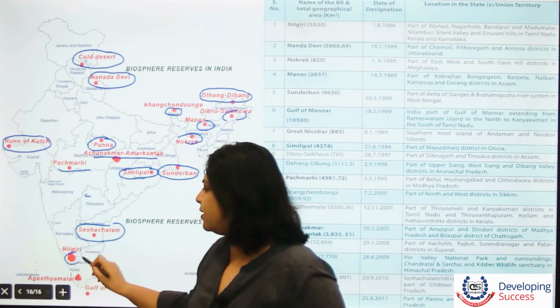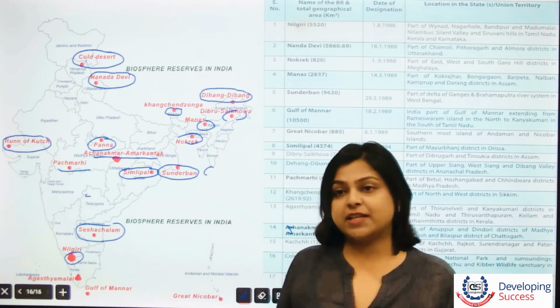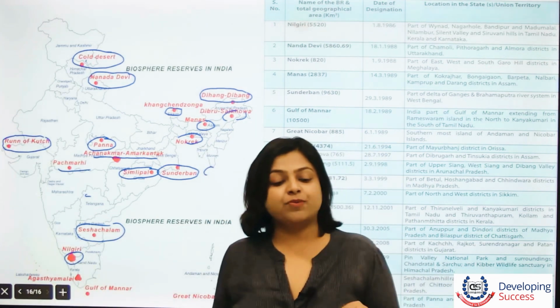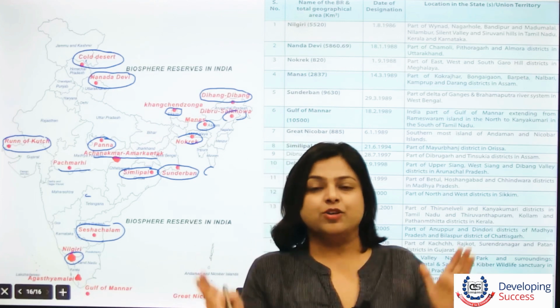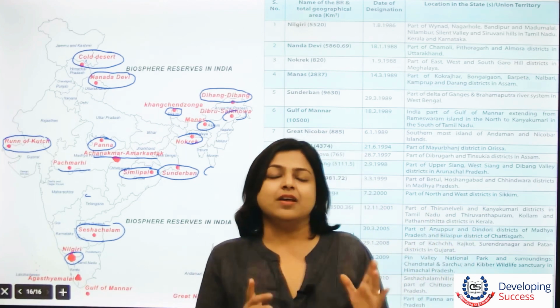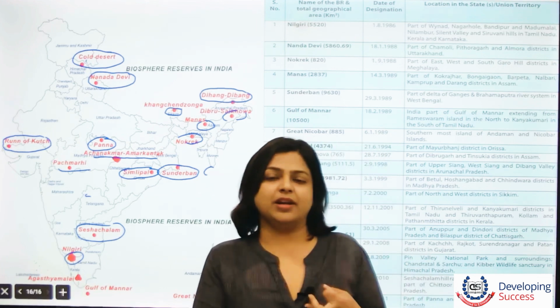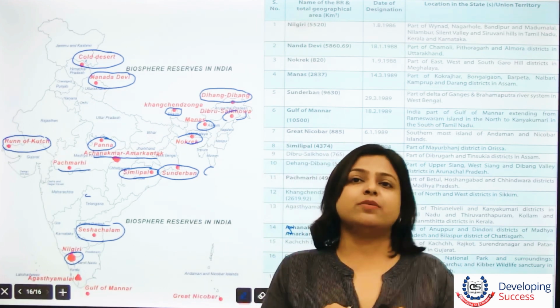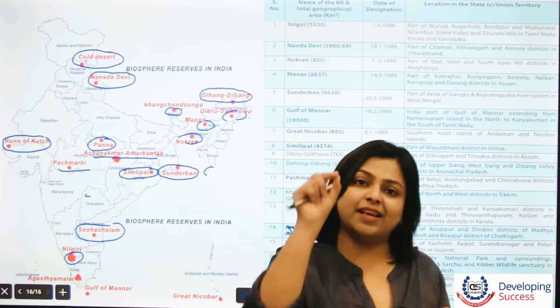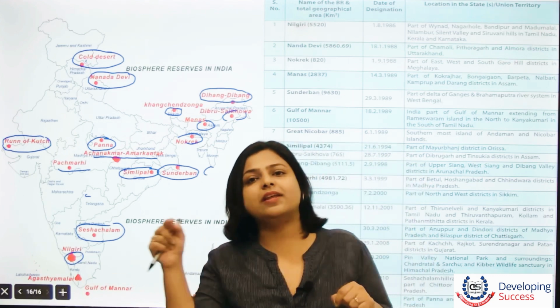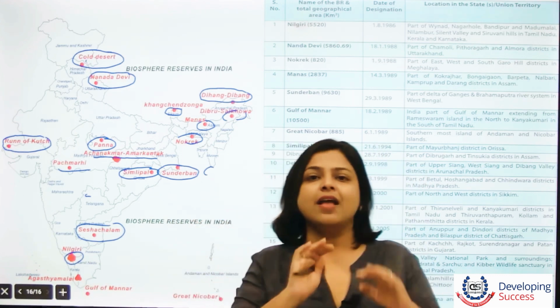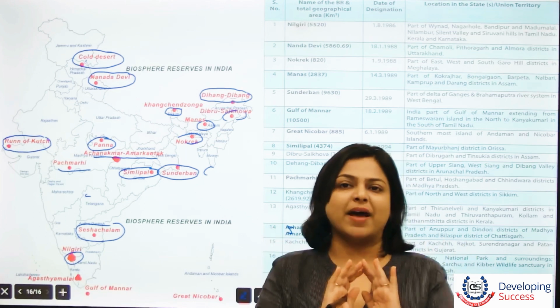And next is the Nilgiri, which is a very important biosphere reserve. It is a biosphere reserve present in three states. So it is a tri-junction border of three states: Kerala, Karnataka and Tamil Nadu. In this tri-junction border is the Nilgiri hills, and around the Nilgiri hills whatever forest is there has been termed the Nilgiri Biosphere Reserve.